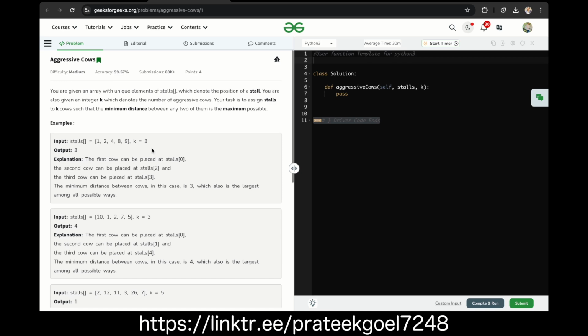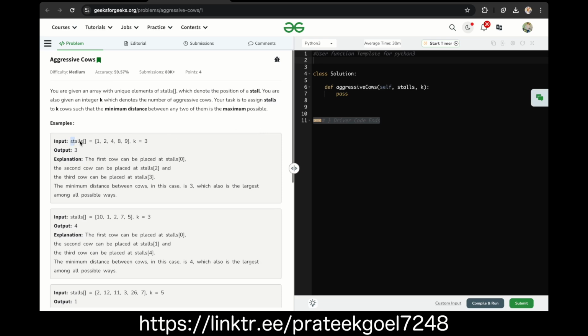Okay. So in that, what we are given is an array of unique elements of stalls, which denotes the positions of the stalls. You are also given an integer k, which denotes the number of aggressive cows. And your task is to assign stalls to k cows such that the minimum distance between any two of them is the maximum possible.